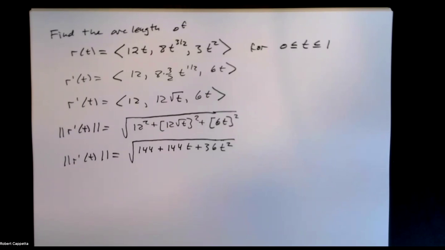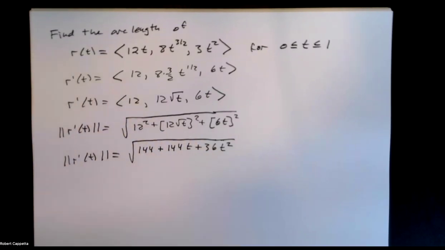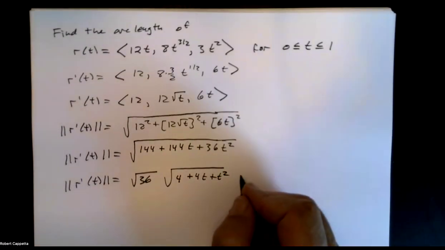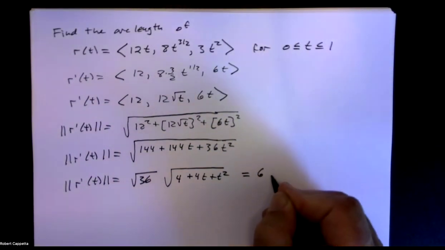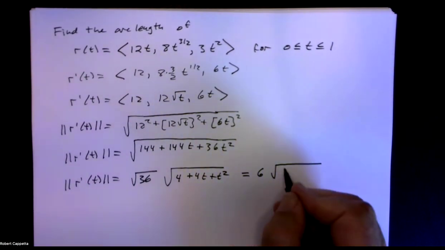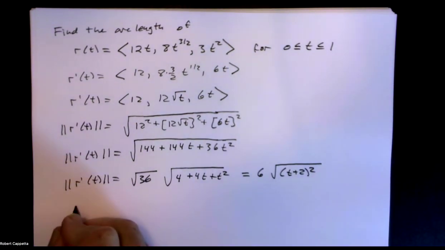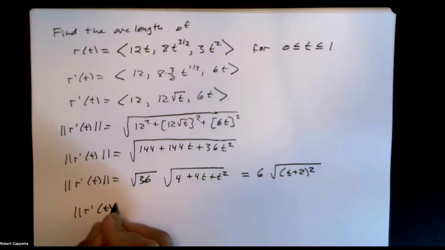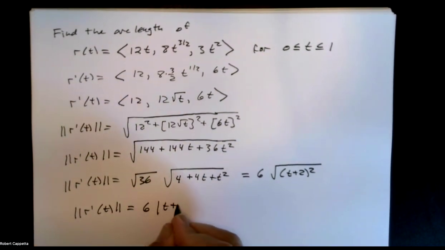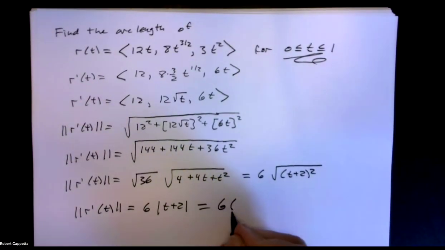Simplifying the algebra we get here, but there's a 36 common to all of those pieces. So let's factor out a square root of 36. And this is the result. But isn't this nice? Root 36 is 6. And this is, of course, t squared plus 4t plus 4, which is t plus 2 squared. So what does our speed become? It's 6 times the absolute value of t plus 2, but you can see t is ranging from 0 to 1. So that will just be 6 times t plus 2.